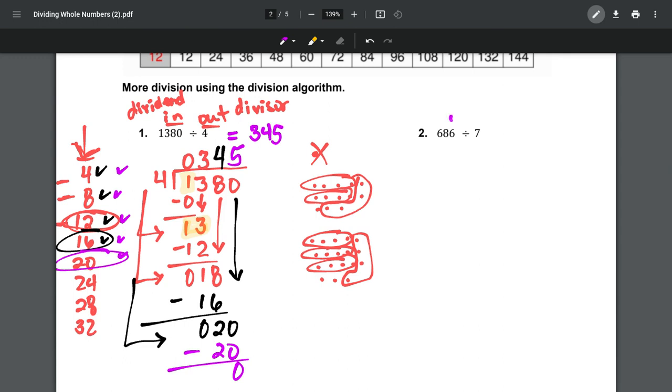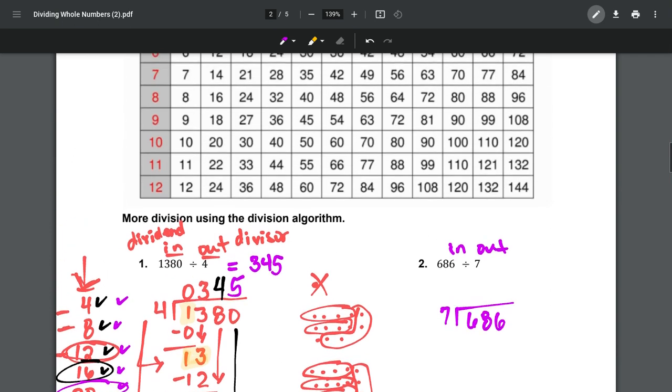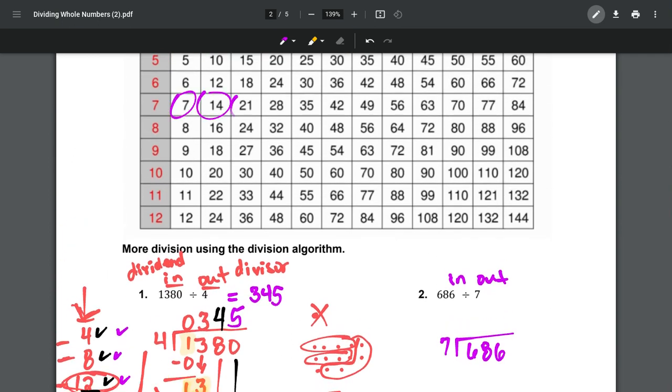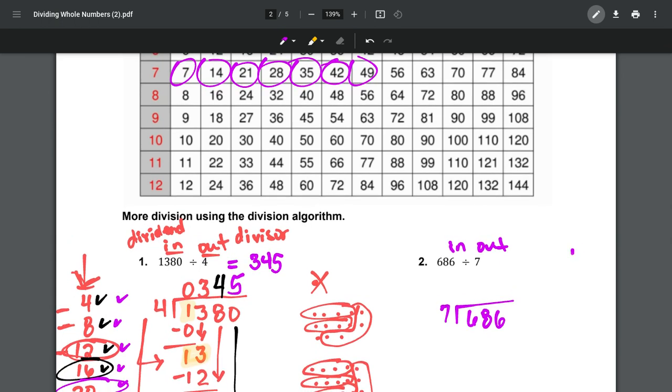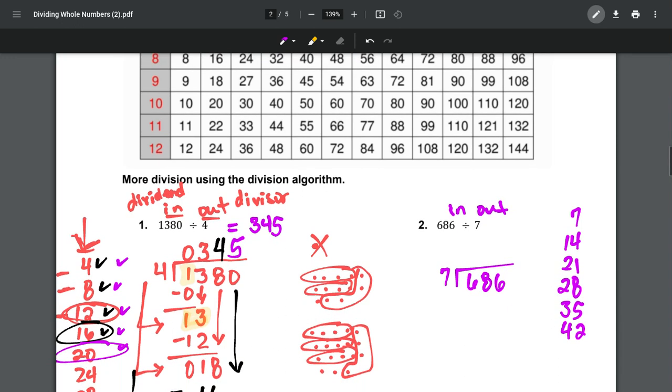All right, so now let's try number 2. What I'll do is I'm going to go up and look at my 7s and write a few of those on the side. 7, 14, 21, 28, 35, 42, and so forth. So I'm going to start out with always 7, whatever, into the first number.